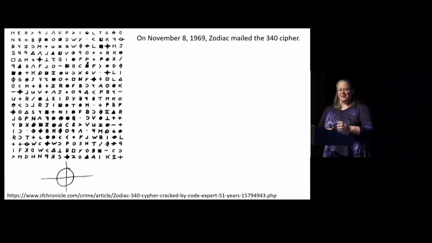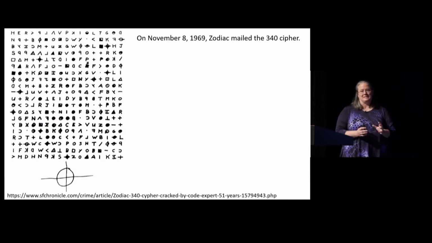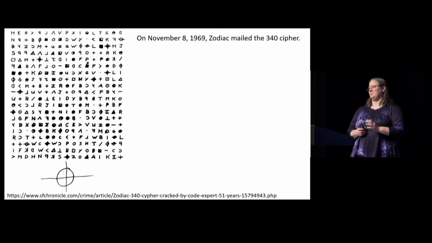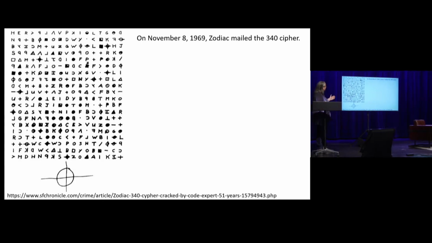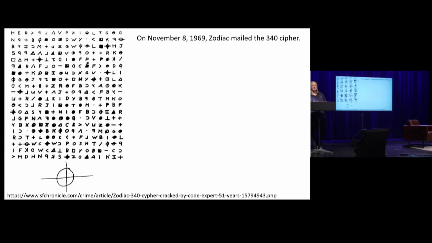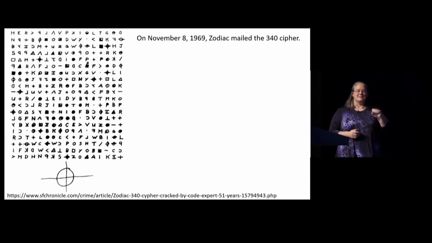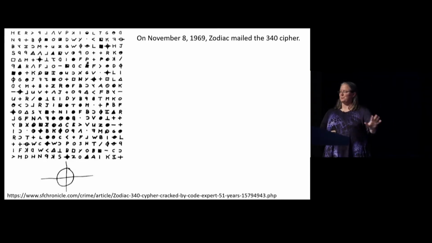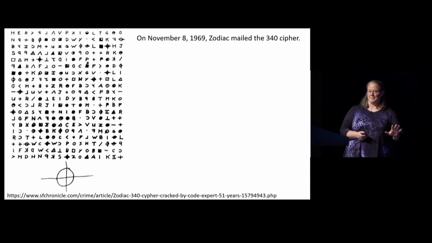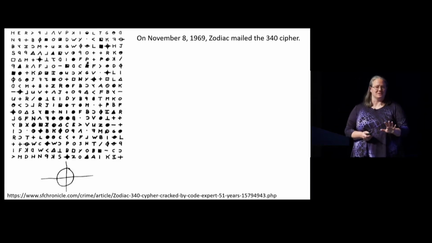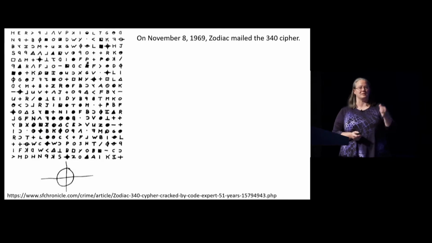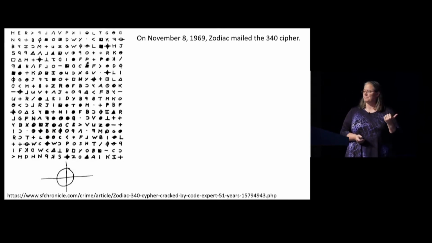These ciphers, while relatively simple and crackable by statistics, can get arbitrarily complex. So in 1969, the Zodiac Killer sent in the mail this cipher, which came to be known as the 340 cipher. This is fundamentally encoded similar to the message I just showed you, but it took us 51 years to figure out what this message says. And it was actually just cracked this past December, in December of 2020.